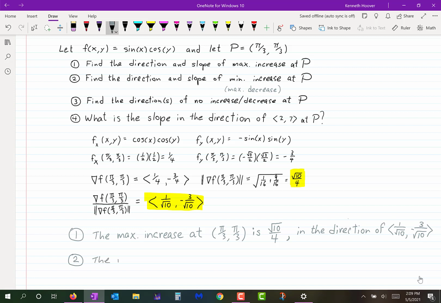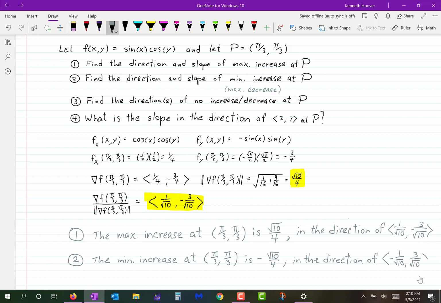The minimum increase or maximum decrease, whatever you want to call it, at that location is negative root 10 over 4, and it is in the direction of the vector negative 1 over root 10, 3 over root 10. That should make sense.